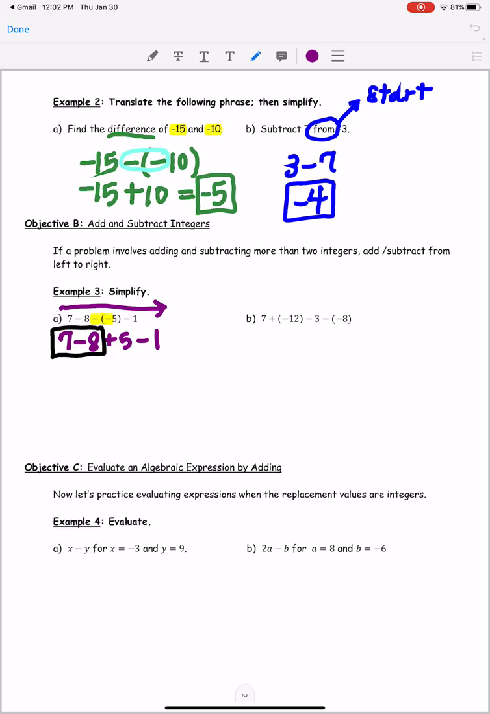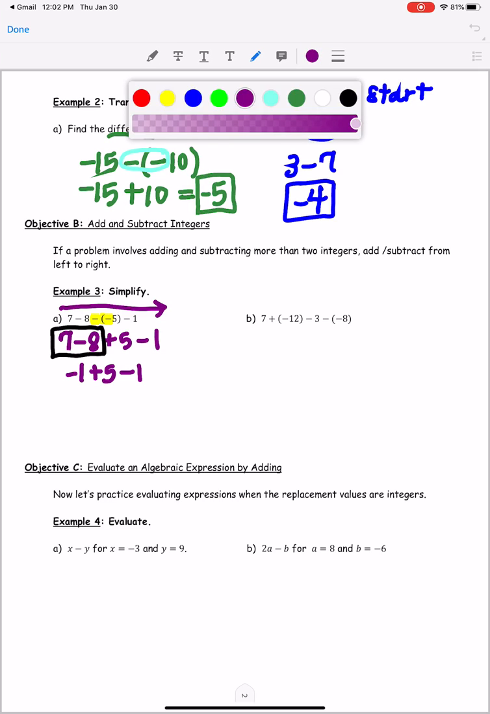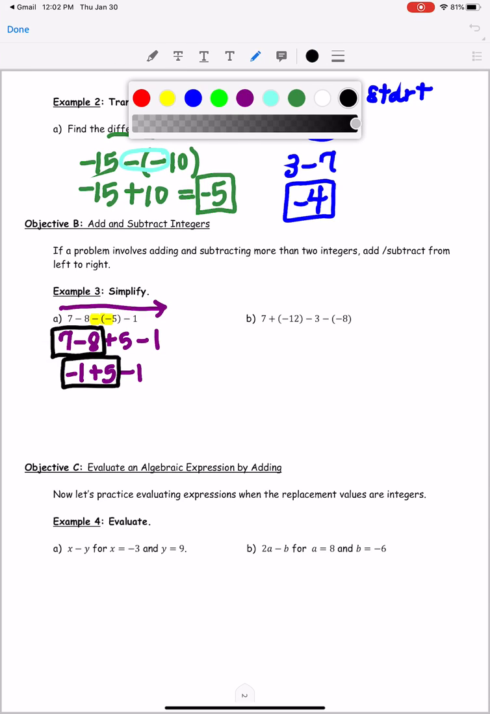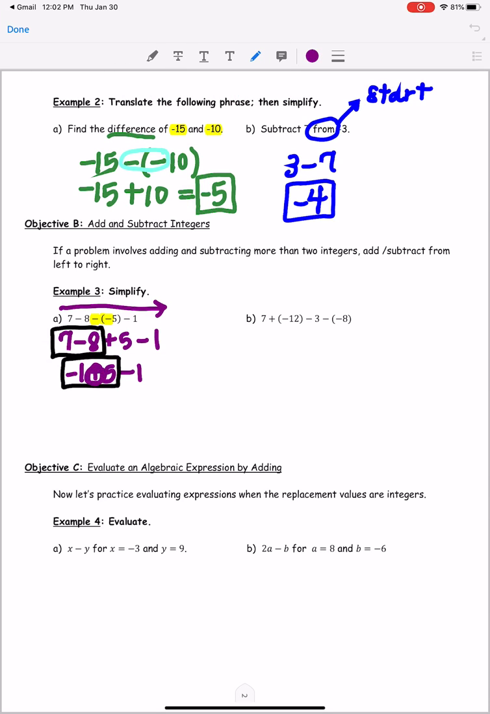8 minus 7 is 1. Keep the sign of the bigger number, which is the 8. Now I'm going to bring everything else down. So plus 5 minus the 1. Now we have this problem here. And it doesn't matter that I am moving to addition. Right now we're adding. It doesn't matter. You're still asking yourself, do you have the same signs or different signs?